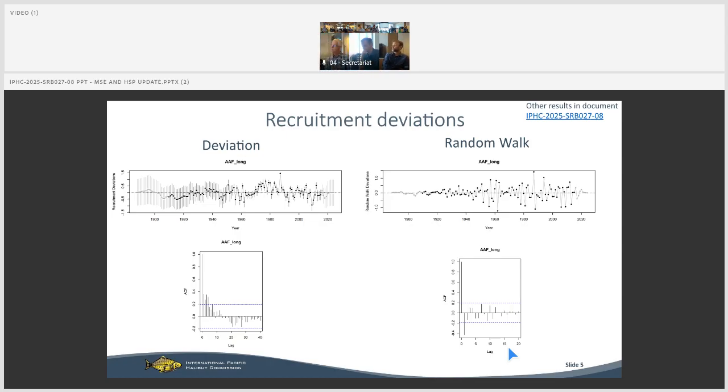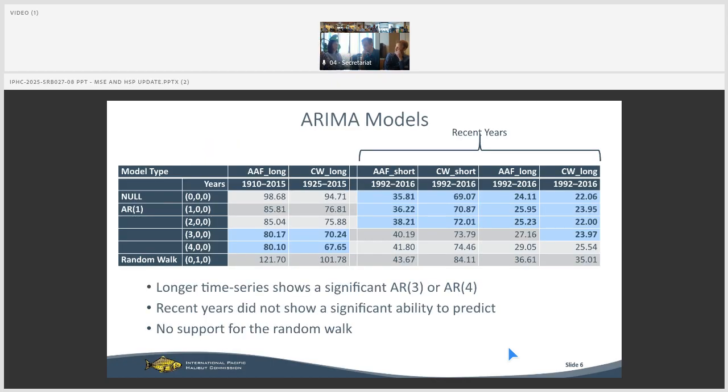So that's the graphical representation. We present the results from all 4 models in the document. But what we wanted to do was to actually run these through some ARIMA models and see what the statistics thought about this. And is it possible to use an ARIMA model to predict the next year's recruitment?